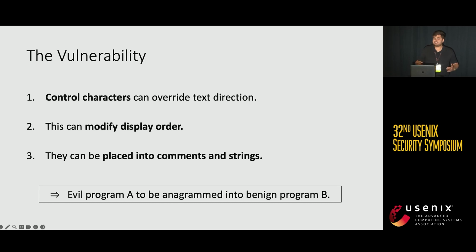We can nest these control characters within each other, and we can use this to more or less arbitrarily modify the display order of tokens inside of source code. We can take these control characters and place them into comments and strings, and within that we can adhere to the syntax requirements of just about any language. Putting all of that together, we arrive at the conclusion that some evil program A can be effectively anagrammed into some benign program B.